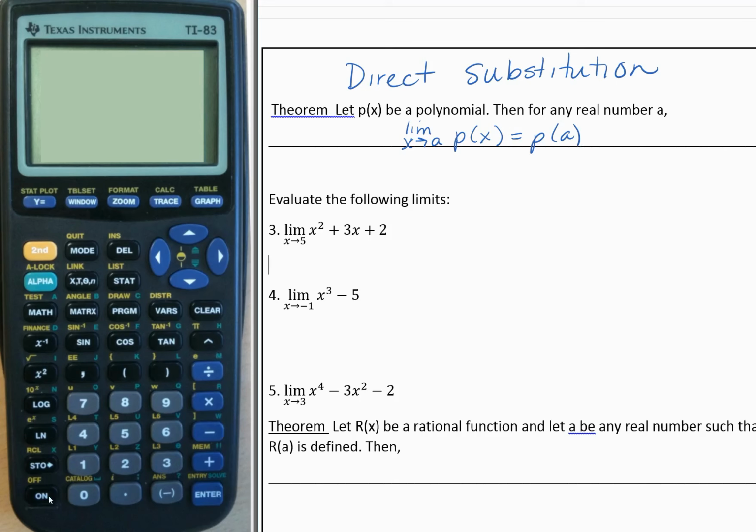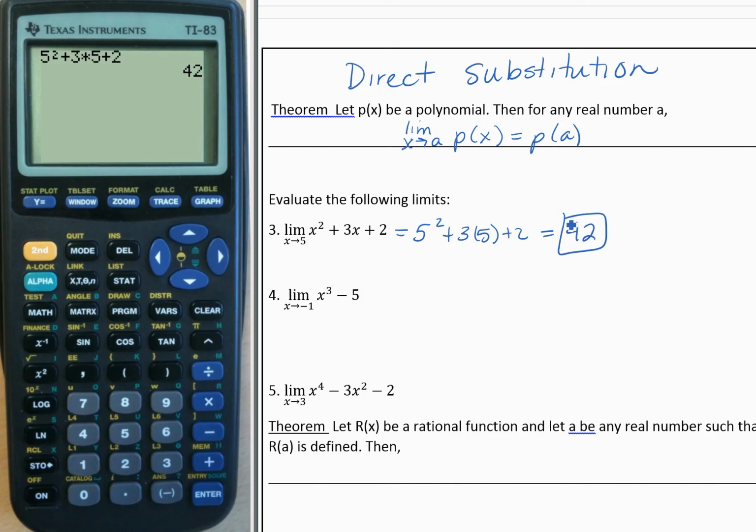The only reason I have this calculator here is to do the plugging in, nothing crazy. Here it says find the limit as x goes to 5 of x squared plus 3x plus 2. I'm just going to plug 5 in for x. So we'd have 5 squared plus 3 times 5 plus 2. We can do that in our calculator. Our limit is 42. That's just the y value of the polynomial at 5.